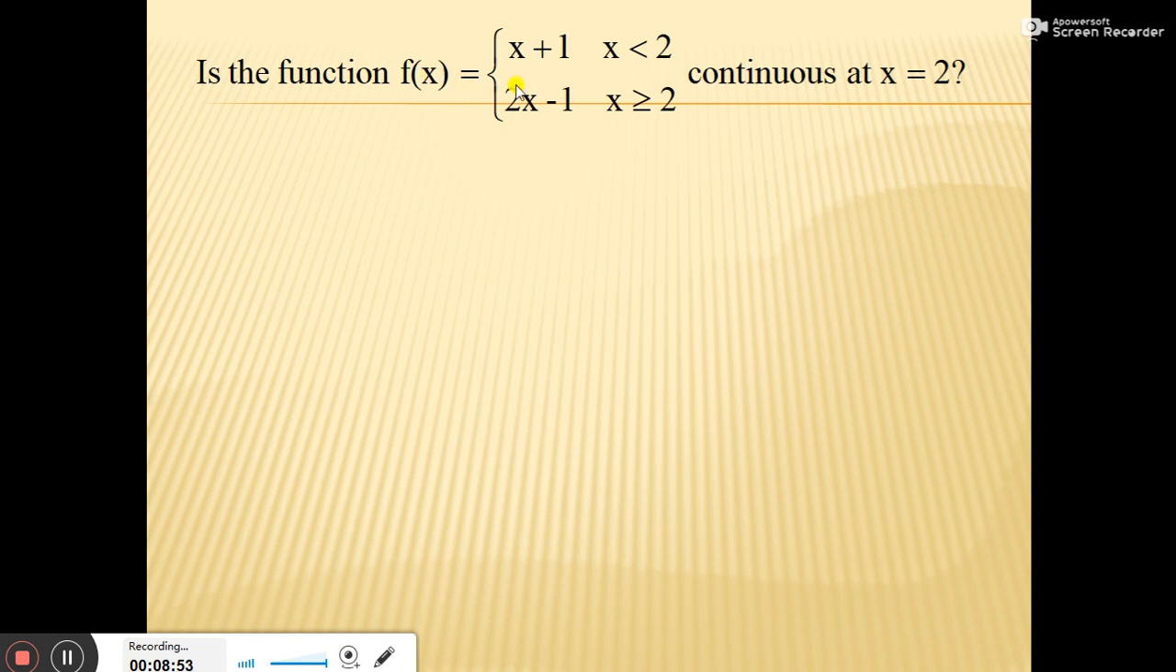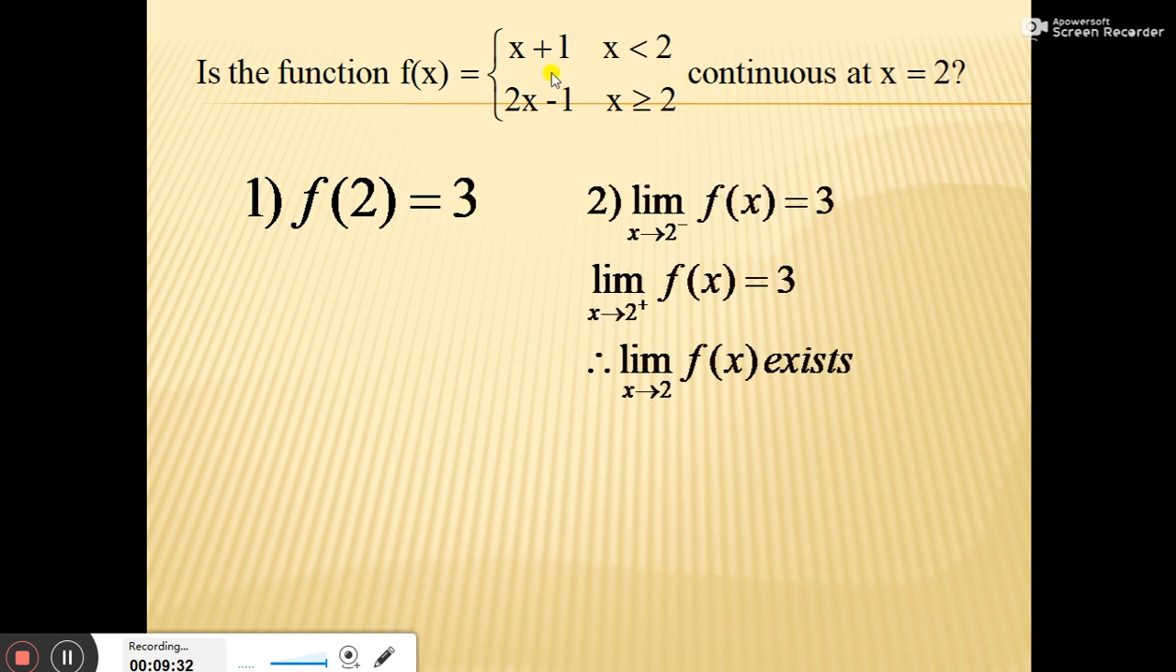Another example. Now in this case the function is divided into two parts. When x is less than 2, we have x plus 1. When x is greater than or equal to 2, we have 2x minus 1. We have to check continuity at x equal to 2. First of all, we have to find f(2). F(2) means we substitute the value of x in this part, 2x minus 1, because we have x greater than or equal to 2, which means the equality sign is also there. Substituting x equal to 2, we get 2 into 2 minus 1, that is equal to 3. And now we have to find the limits.